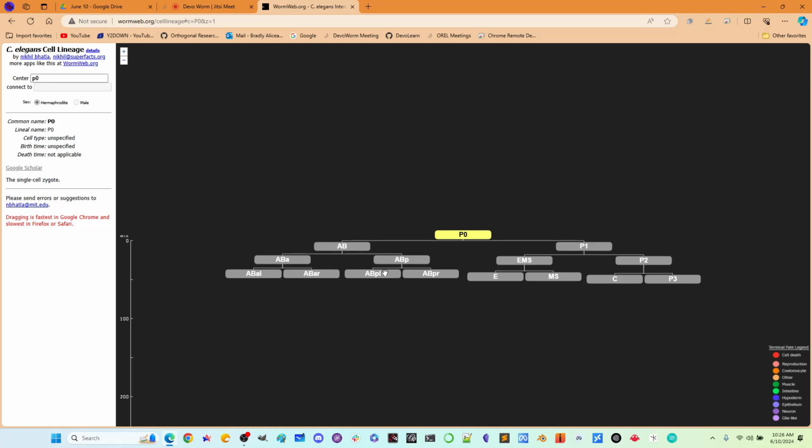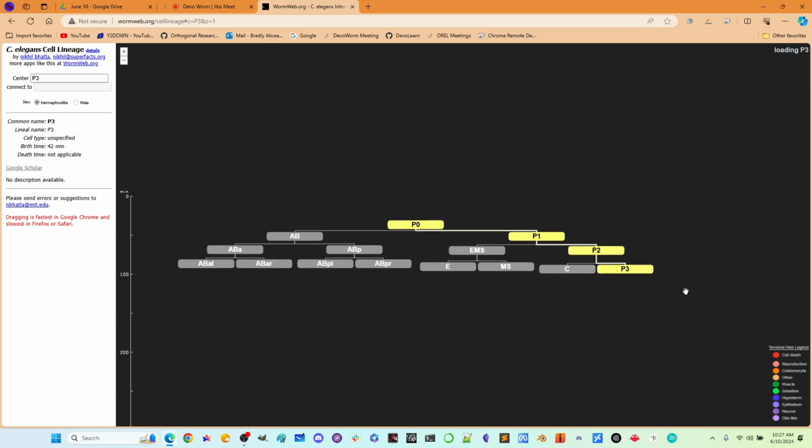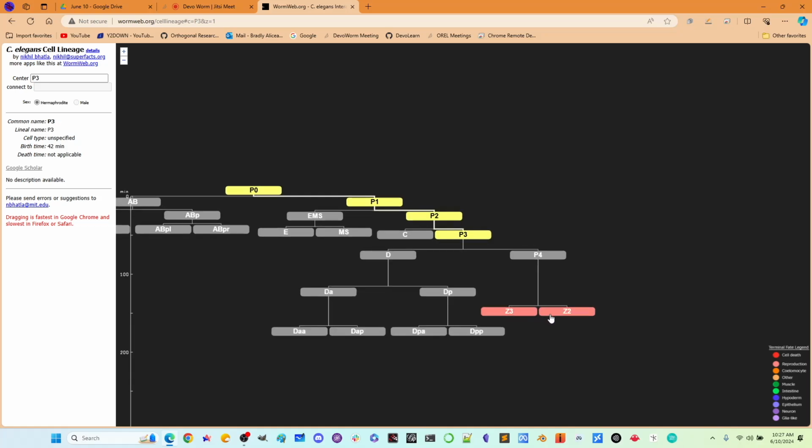It's important to point out that you also have these things called founder cells. The founder cells are the parents of a specific sublineage. This whole lineage tree has a number of sublineages. It has the AB sublineage, which is here. It has the E sublineage, the MS sublineage, the C sublineage, and then this P, which goes down to the germline. If you expand out P3, you end up with these Z cells. These Z cells are the germline, which is separate from the rest of the worm, and goes on to create the sperm and the eggs and the things that are involved in reproduction.